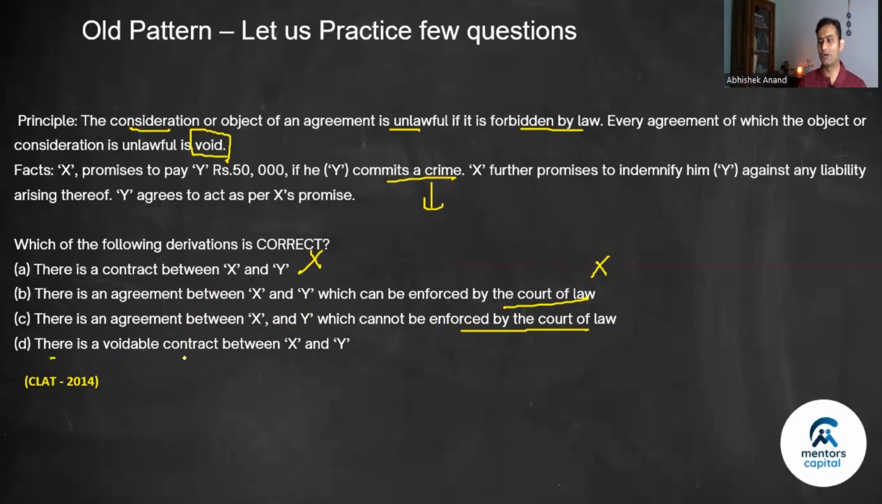There is a voidable contract between X and Y. See, nothing is given so far as voidable is concerned. In fact, we don't know what voidable is from the principle here. So do not fall into the trap of the choice which uses external knowledge. So the correct answer here is C. The relevant principle was that consideration should not be unlawful. So if it is unlawful, it is void. Their consideration was unlawful, it was void, and therefore the answer is C.